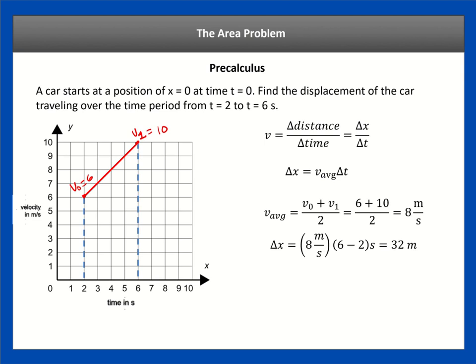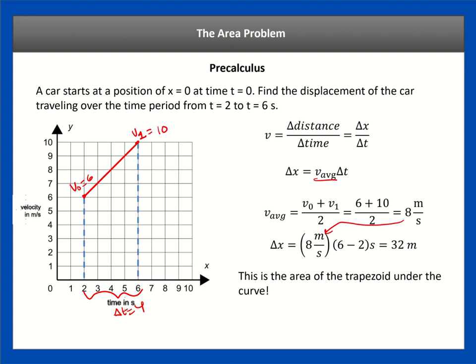And then if I plug that in to the displacement equation for average velocity, over the same time period of 4 seconds, right? The change in time is 4. I'd get a displacement of 32 meters. All right, so let's actually calculate this. This is actually the area of the trapezoid under the curve.